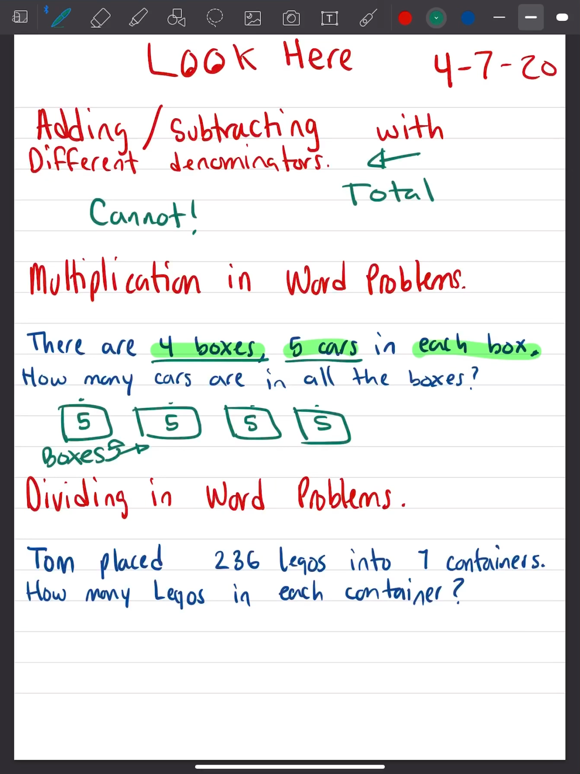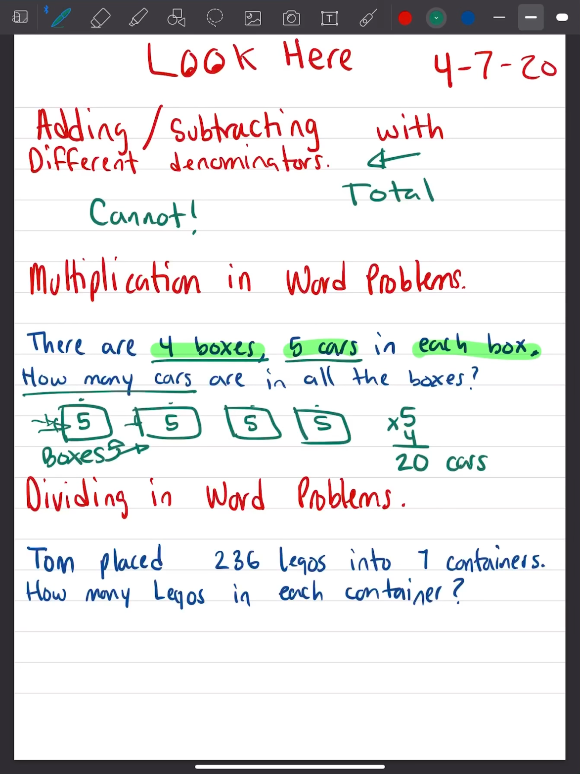And the question wants to know, how many cars, these are all my cars right here, how many cars are in all the boxes? So what do I have to do now, guys? Yes, I have to add. I can add 5 plus 5 plus 5 plus 5, or what is this known as? Look, it's repeating. It's repeated addition, right? I'm going to multiply. 5 times what? How many times do I have my 5? 4 times. So 5 times 4 gives me 20. So there are 20 cars in all the boxes, okay?